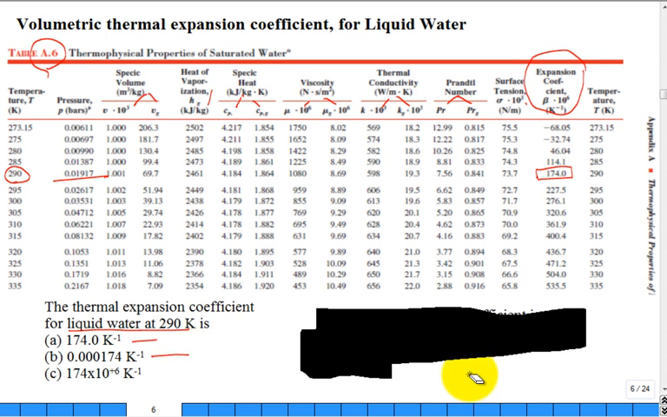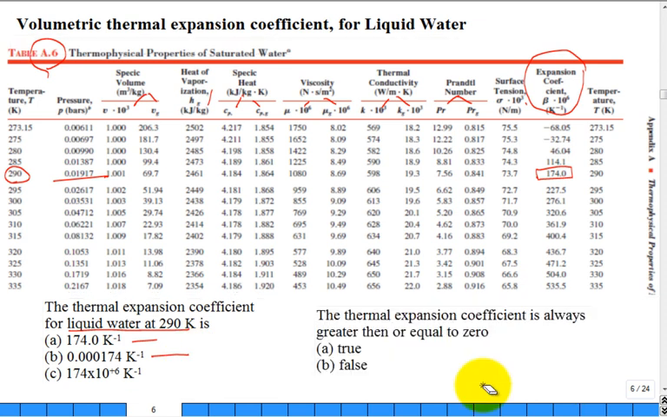All right. Now, another question. The thermal expansion coefficient, hey, that's our symbol beta, is always greater than or equal to zero. True or false? False. Look right up here. What's that say? Some betas are negative. This is where maybe cold water doesn't sink but actually rises, and warm water actually falls or sinks.